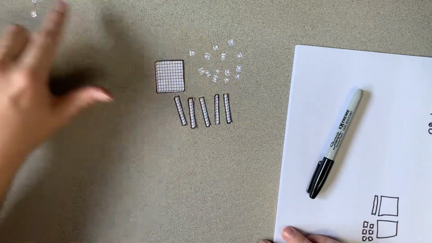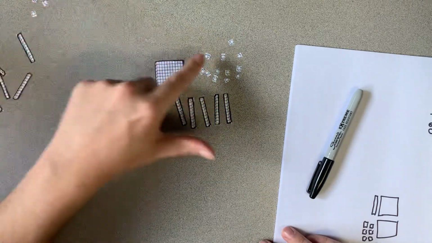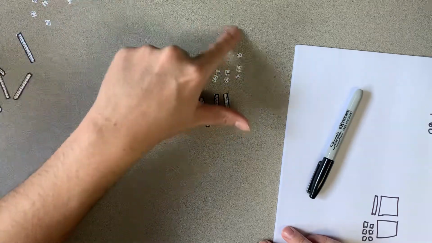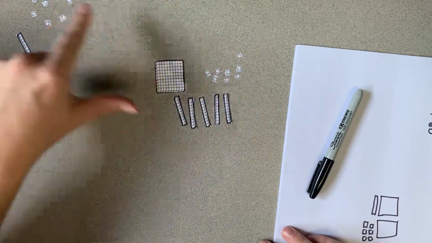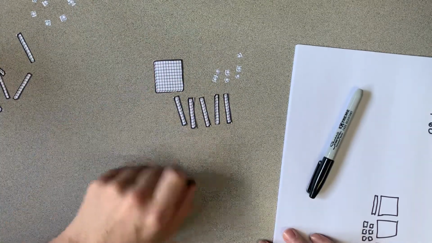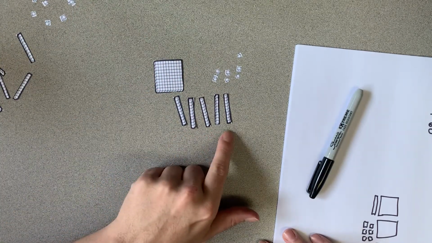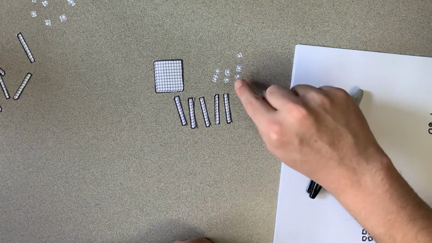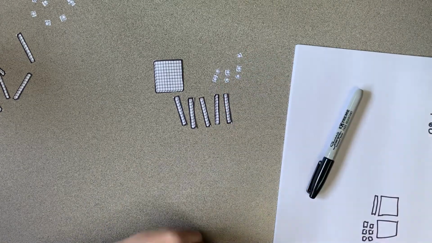1, 2, 3, 4, 5, 6, 7, 8, 9. And I'm left with 100, 10, 20, 30, 40, 50, 1, 2, 3, 4, 5, 6, 7. I'm left with 157.